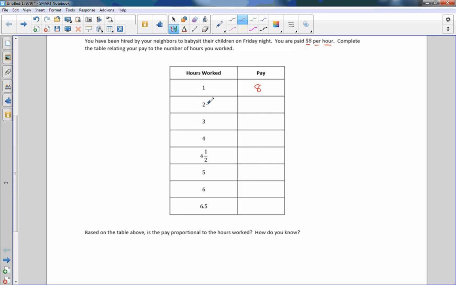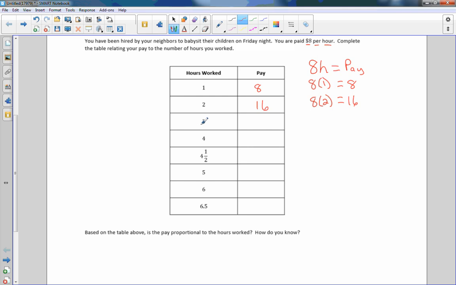So let's just multiply the hours worked times the $8 per hour. So really we're saying 8H, $8 per hour, equals your pay. When H is 1, 8 times 1 is $8. When H is 2, we get $8 times 2 hours is 16, and so on and so on.